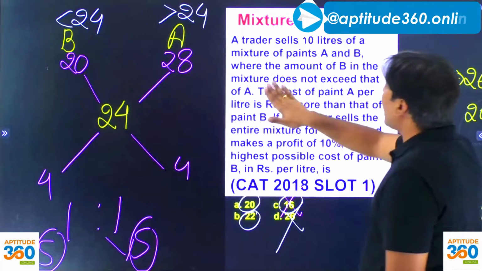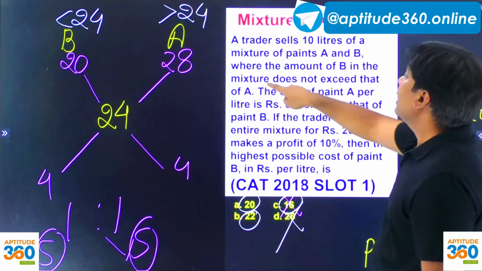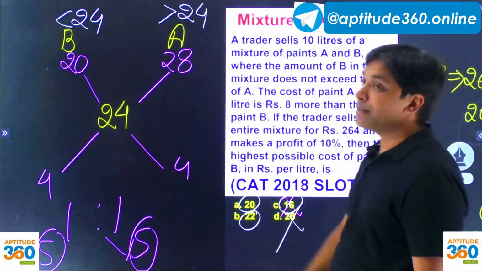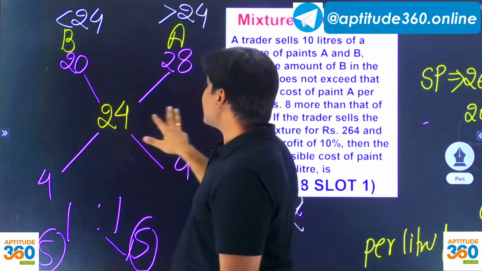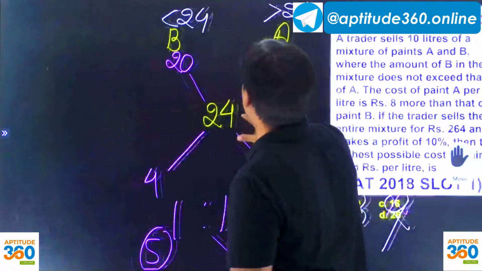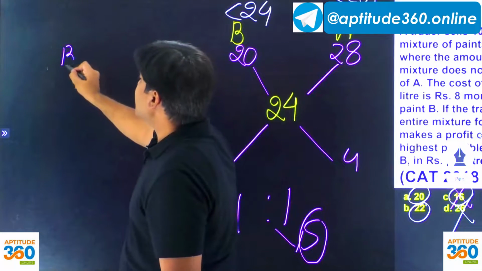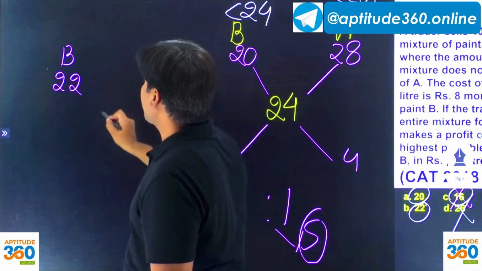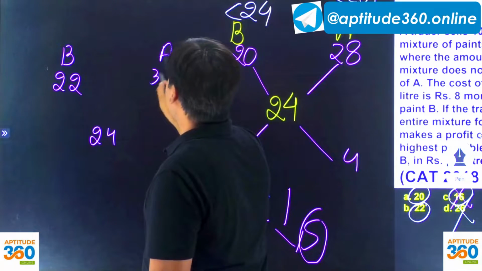अब आपके पास कहानी में बोला क्या गया है, ध्यान से देखना. Where the amount of B in the mixture does not exceed that of A. ठीक है, एक तो ये हुआ 5 लीटर इसका और इसका. If I take this as 22 liters, then what is going to happen? If B is taken as 22, mixture is 24, and then A will have to be 30.